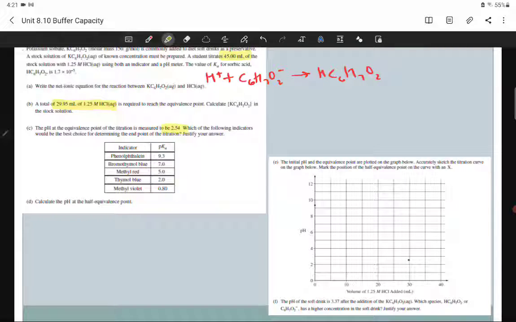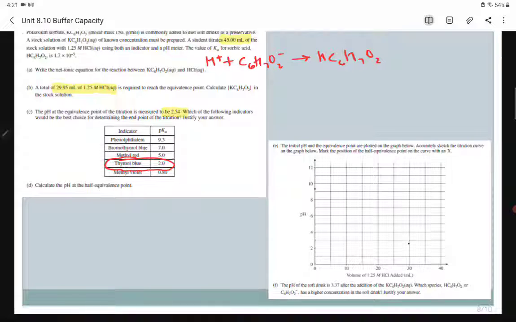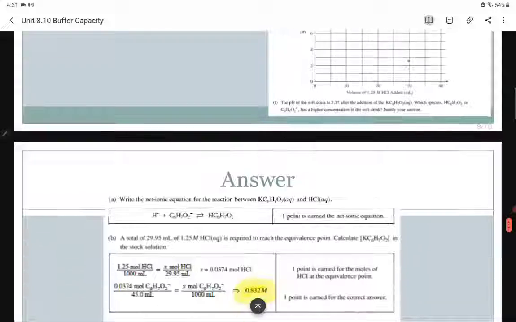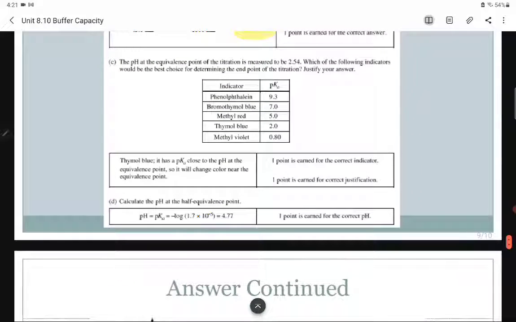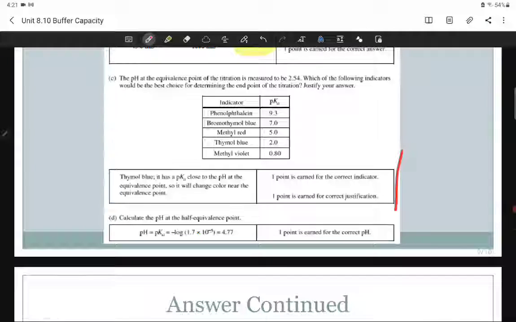So what kind of indicator should we use? We should use one that has a pKa close to that. And I think the closest we're going to get is going to be thymol blue. Justify your answer. I think that's going to be just enough justification that you're going to get the color change occurring closest when the pH equals the pKa of the indicator. Let's see what they say. Yeah. And then let's go to part D.